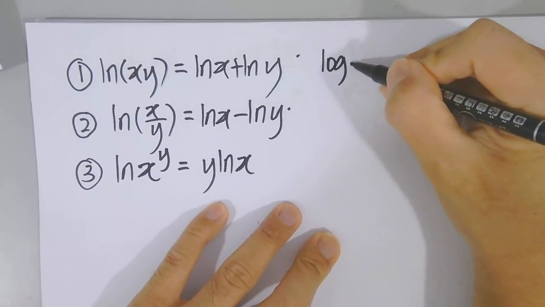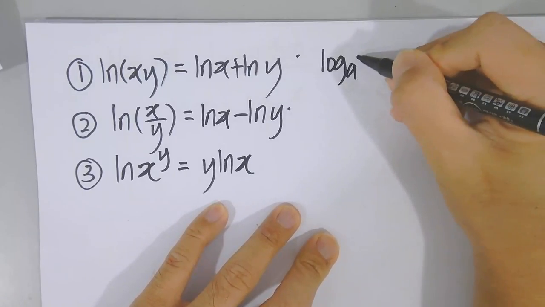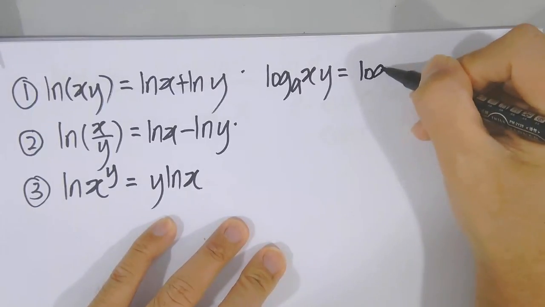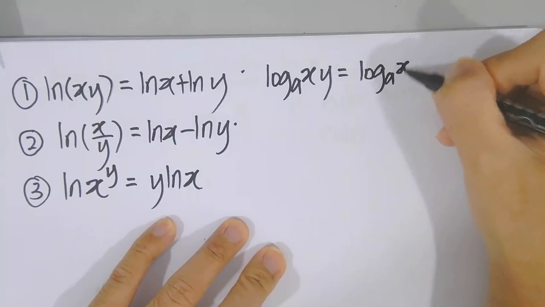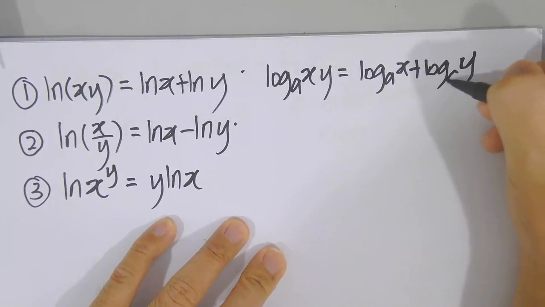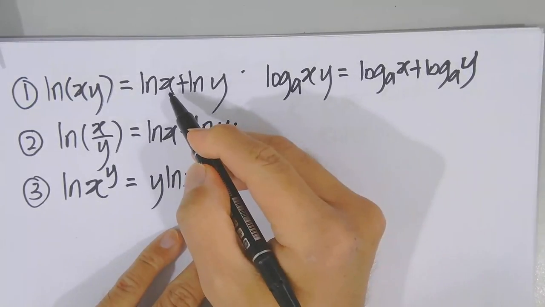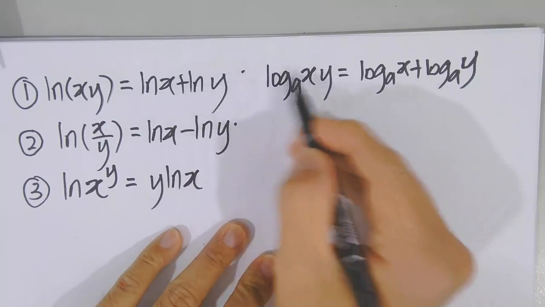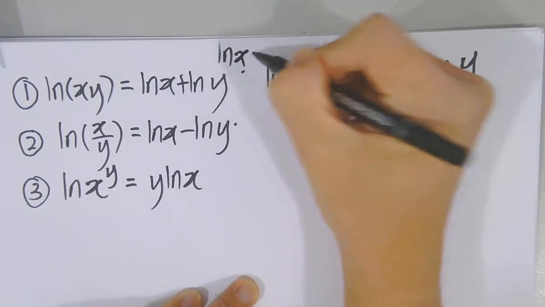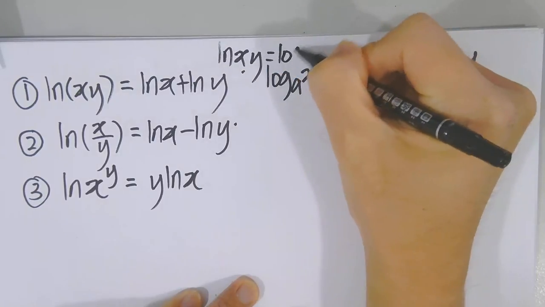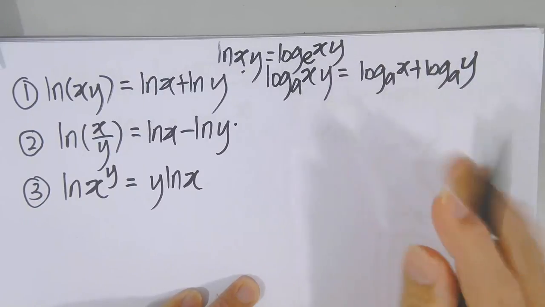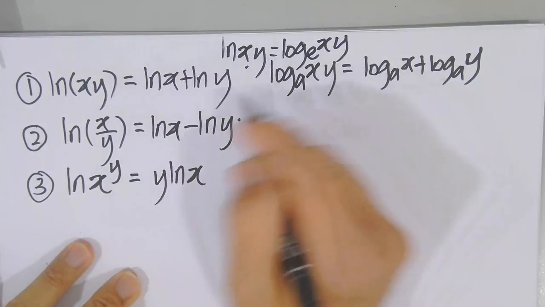So let's say we have log to the base a of xy. We can rewrite this as log to the base a of x plus log to the base a of y. This is deduced from this law, because ln xy itself is represented by log xy to the base e. That's why we can apply the law of logarithm.